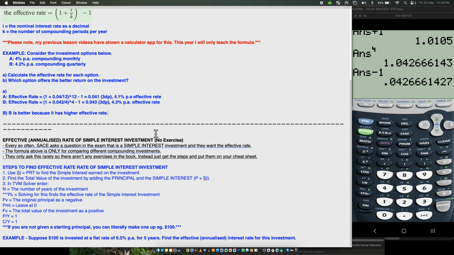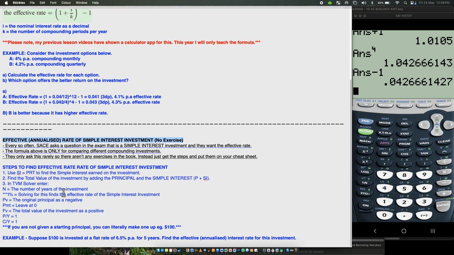Now, if you got the example, unfortunately we need to cover this just in case. It's the idea of an effective annualized rate of a simple interest investment. There are no exercises for it. If you look in your textbook, there's like an investigation in orange. Why do they do that? Well, SACE only asks for it every so often in the exam.